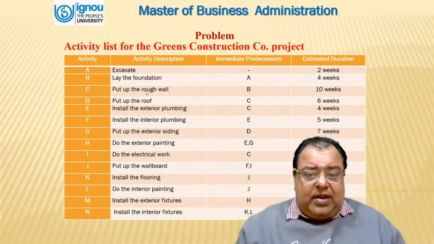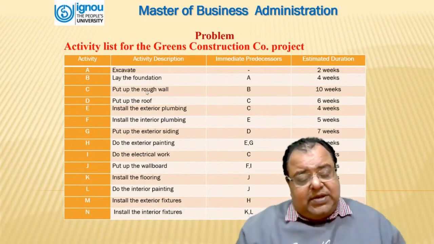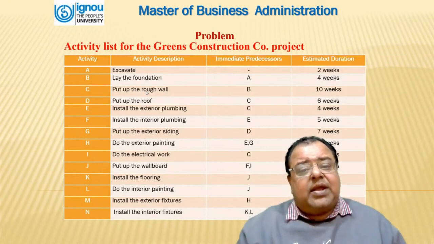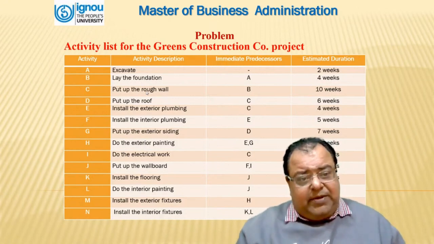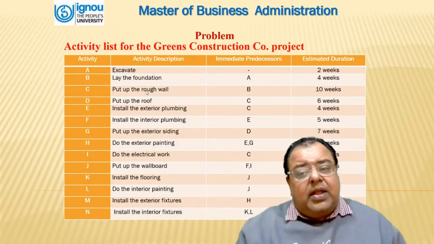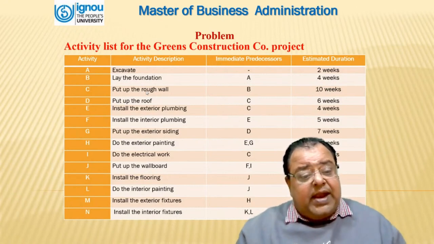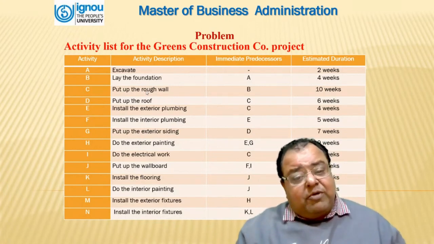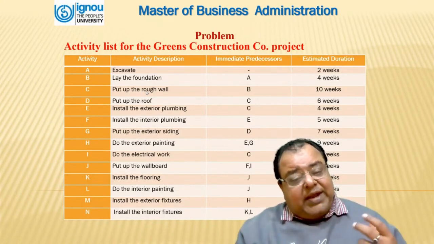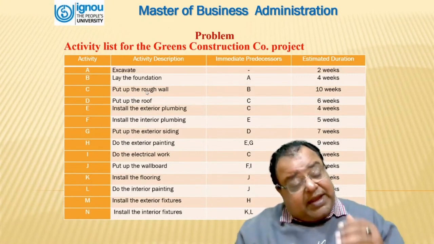Now, we take up an example of how we can use CPM and PERT techniques in completing a project. This is an activity list of a green construction company. They are into development of a structure or a building. So there are different activities which start from A and end at N. The activity descriptions are: excavation, lay the foundation, put up the rough wall, put up the roof, install the exterior plumbing, install the interior plumbing, put up the exterior siding, do the exterior painting, do the electrical work, put up the wallboard, do the interior painting, install the exterior fixtures and install the interior fixtures.